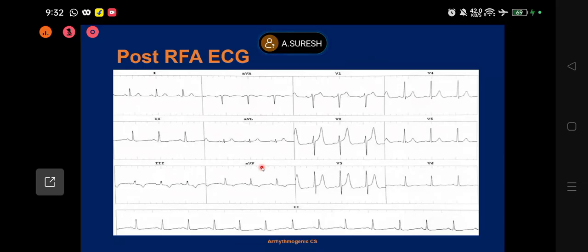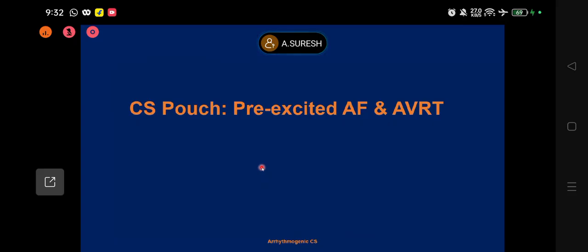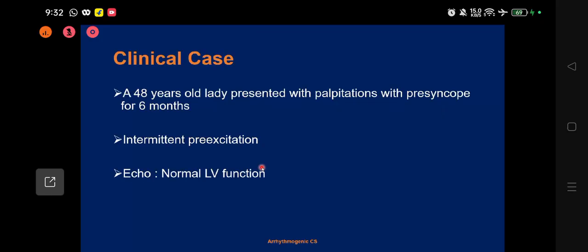He is totally doing well. So it was a case of pre-excited AF and AVRT, but this patient didn't have a negative delta wave in lead 2, and in fact a positive delta wave in V1, suggestive of a left-sided posteroseptal accessory pathway, but in fact, he had a CS pouch. So this was the thing which we don't expect generally.